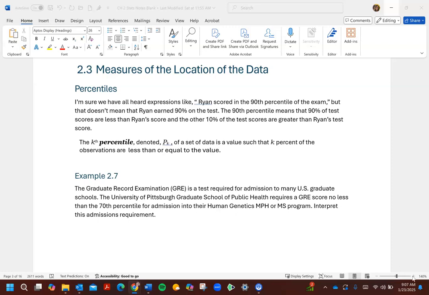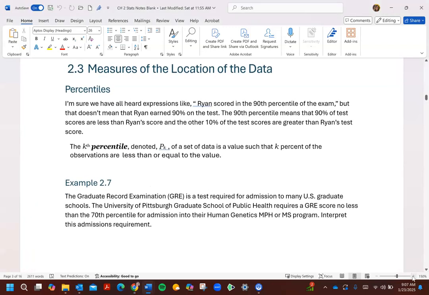Interpret this admissions requirement. You'll see some things like this in your homework, and really it's simply saying not that they got a 70% average on their test, but that they were above the 70th percentile, or at or above. So the top 38%, you could say, of the group, which is probably pretty high marks because they're all smart people, right? So it's relative to the other people. Just keep that in mind when we're talking about percentiles.